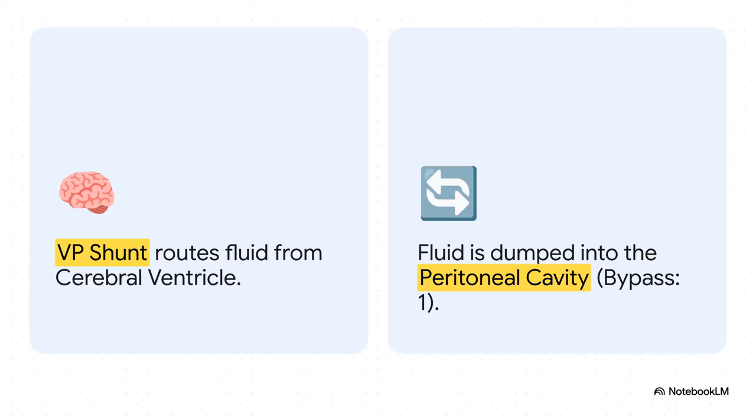Next up, let's talk about ventriculoperitoneal or VP shunts. These are often used for patients with hydrocephalus. Basically, a shunt takes fluid from one place and dumps it into another. Because it alters the route of fluid passage from the cerebral ventricle all the way down to the peritoneal cavity, it perfectly matches the definition of root operation bypass, which is character 1.